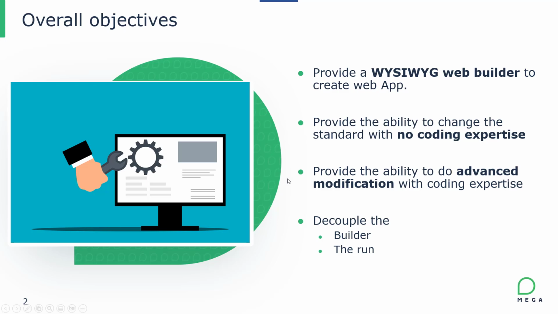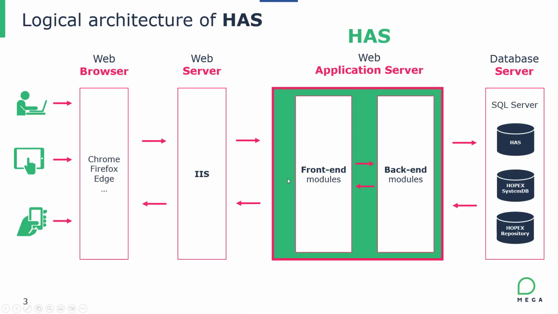As a reminder, this app builder is going to be working with the new architecture of HAS, which means that it is going to be part of the application server contained in the current version of what we have. As a reminder, we have this different stack with the web, with the front-end module, and the back-end module that accesses the database.